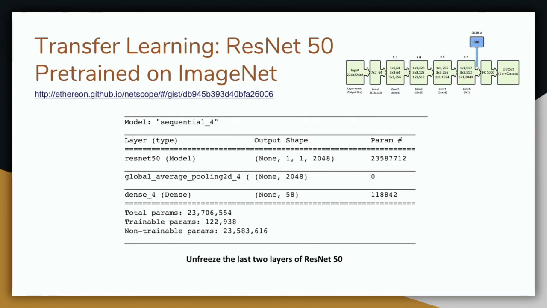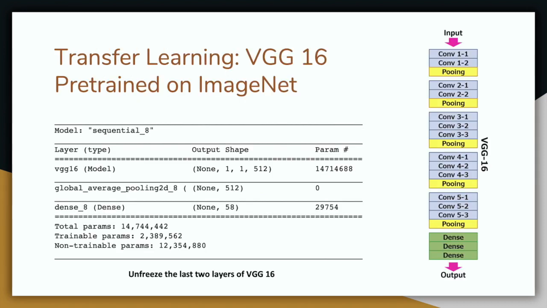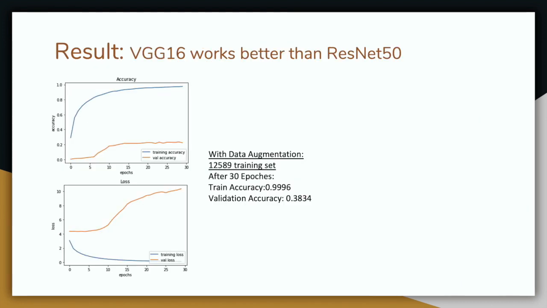All our transfer learning models are pre-trained on ImageNet, which is proved to be good at image classification tasks. First, we try ResNet 50 and unfreeze the last 2 layers of ResNet 50. For the 12,000 training set, the training accuracy is 97%, while the validation accuracy is still low. Then we try a much simpler VGG16 model, and we unfreeze the last 2 layers of VGG16. For the 12,000 training set, the training accuracy is nearly 100%, and the validation accuracy is 40%.